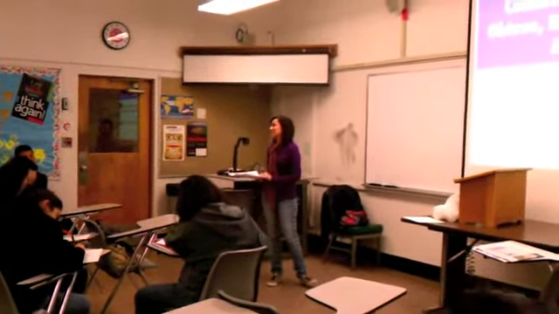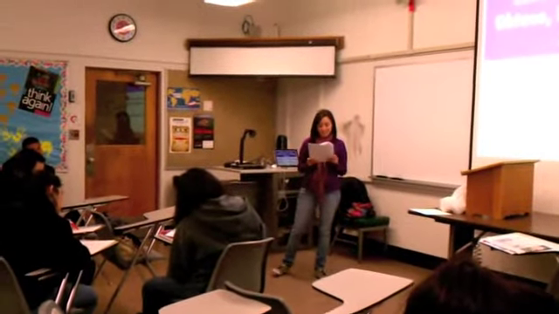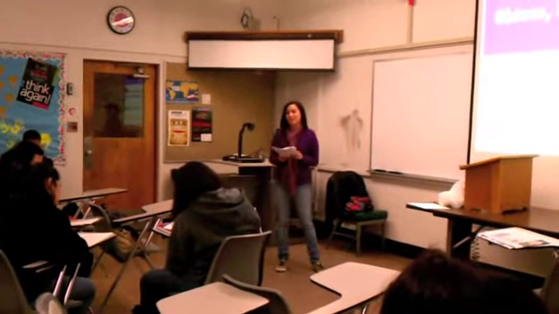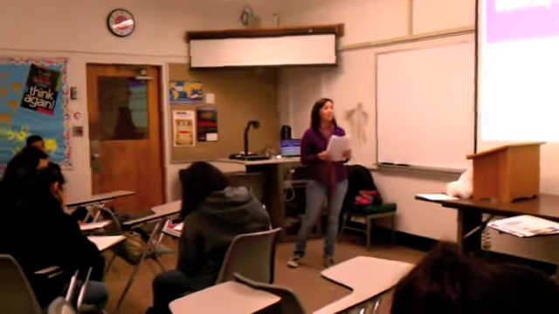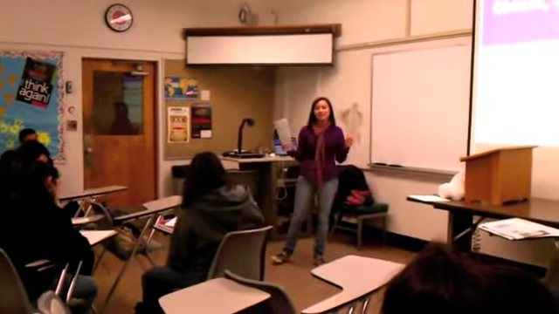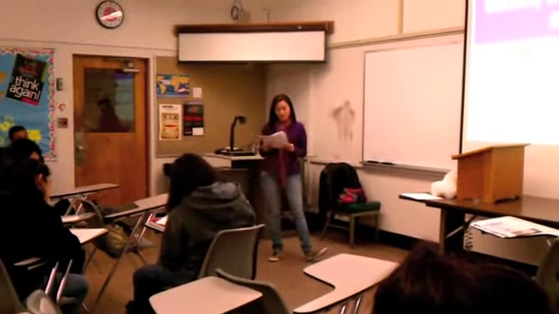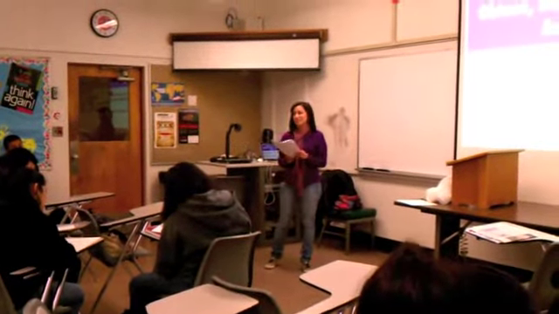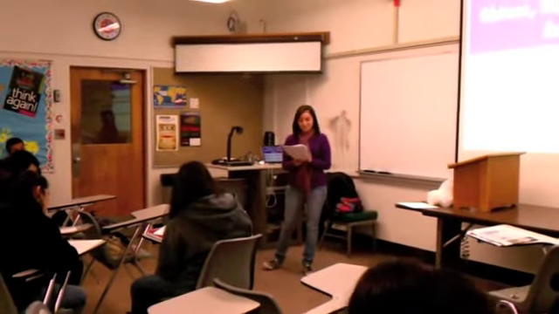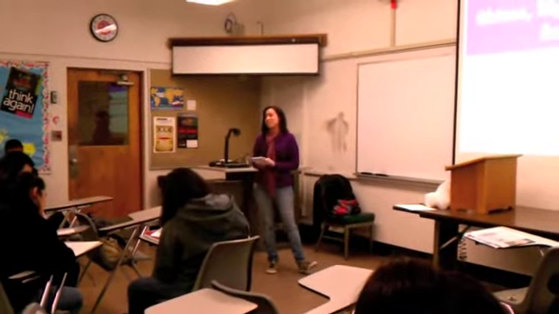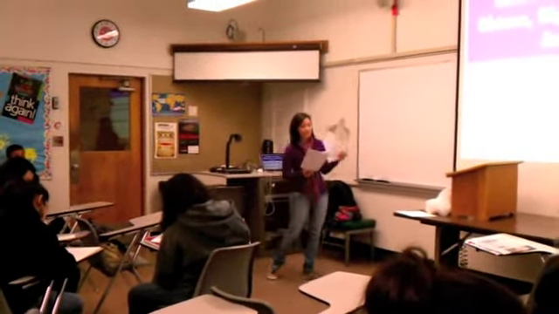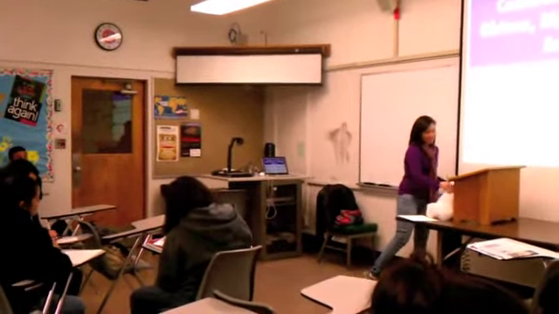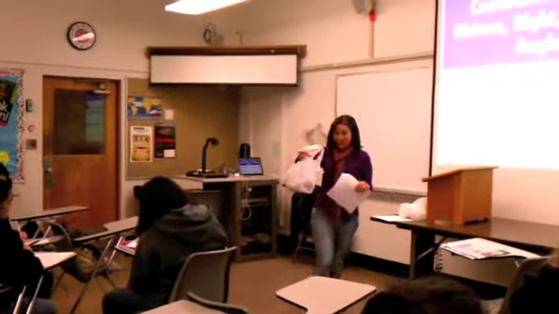Okay, if two complementary angles are adjacent, they form a right angle. Yes, remember that two complementary angles have to equal 90 degrees. Okay, so supplementary angles are angles that add up to 180 degrees. Good.